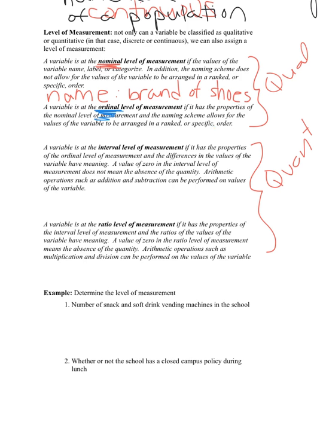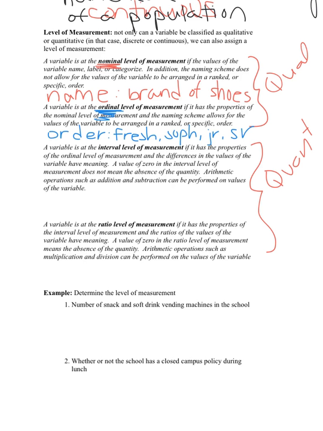So we're going to think order. That's our keyword. Names that can be ordered. A good one is the high school grade level: freshman, sophomore, junior, senior. Those are words that have a natural order to them.